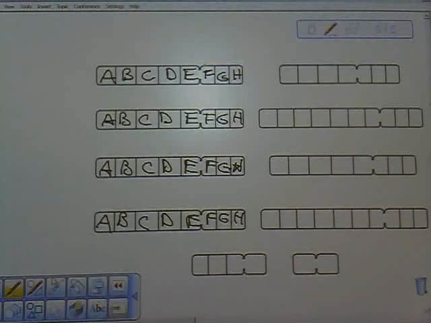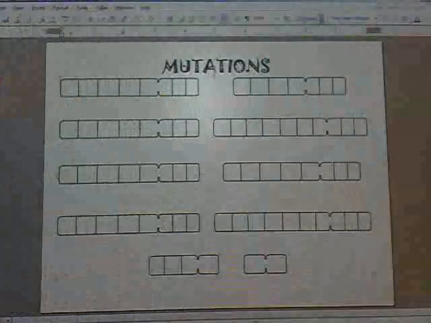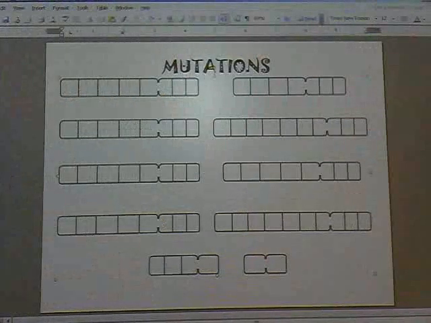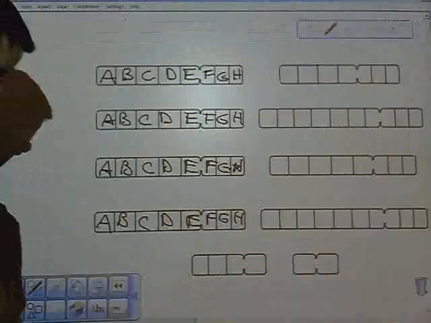Okay, in this video I'm going to show you how to do some simple chromosomal mutations, what they look like on paper. So you should have either this slide of your notes open or turn off this worksheet and do it from this worksheet. Either way is fine.